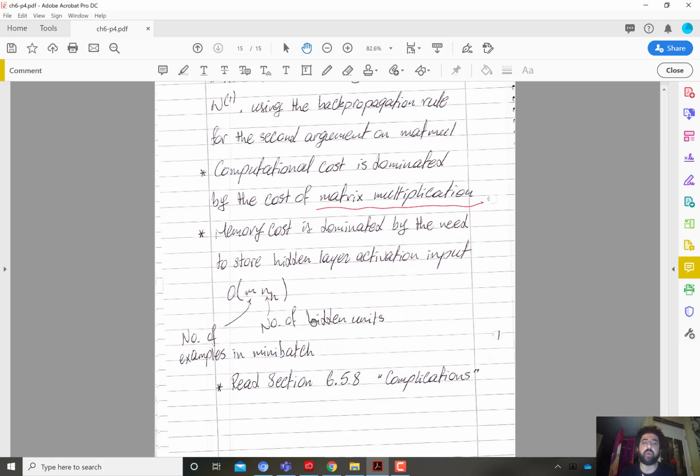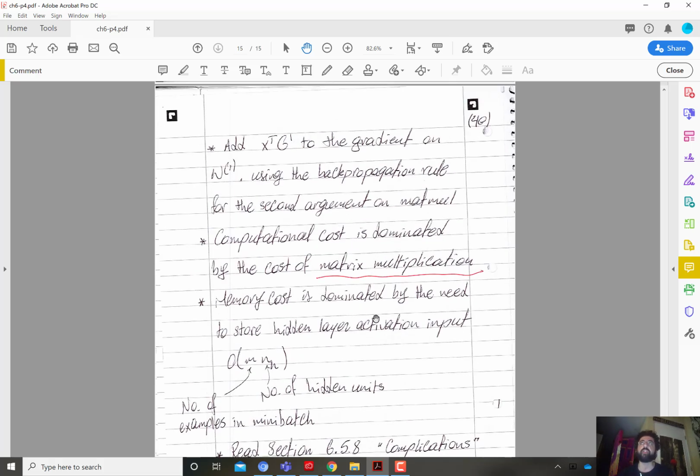Sounds good. So that was the conclusion of section 1. From next time, we'll start discussing the second section on regularization.